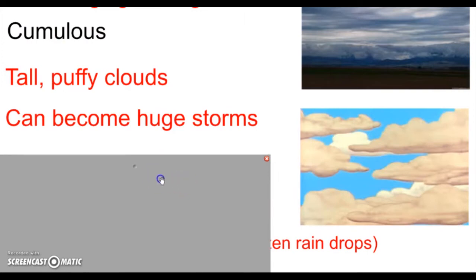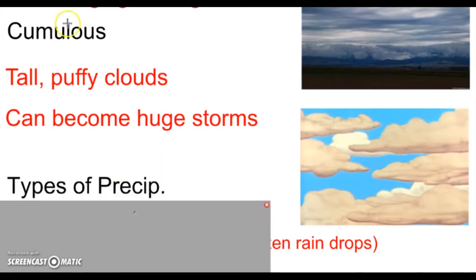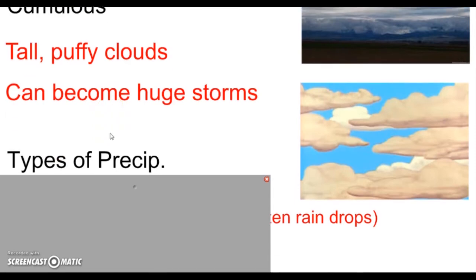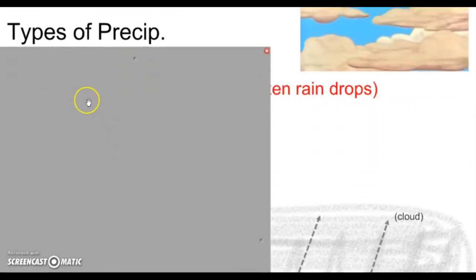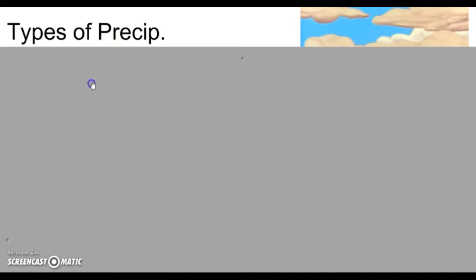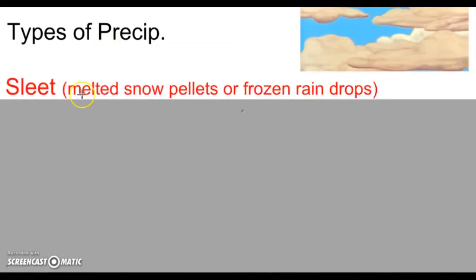Okay, now we're going to cover the types of precipitation because I just want to make sure everyone's on the same page with this. Sleet is something people mess up. These are little tiny snow pellets that maybe melted a little bit on the way down, or if raindrops froze on the way down. That's called sleet. It's like miniature hail.